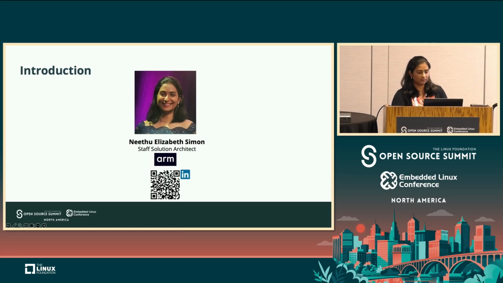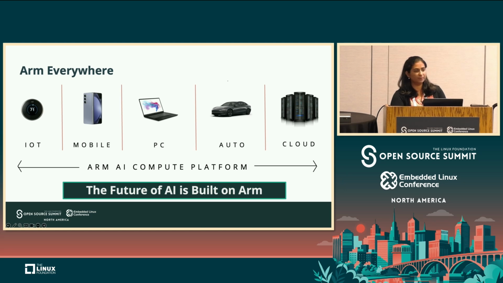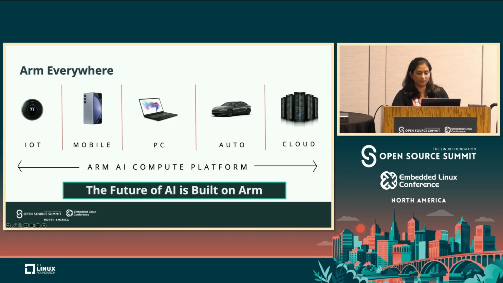So let's get started. When people think about AI, they often think about models, the frameworks, or the latest technologies. But underneath all of that is the AI infrastructure, which needs to scale, adapt, and then run efficiently everywhere. And this is where ARM comes into picture.